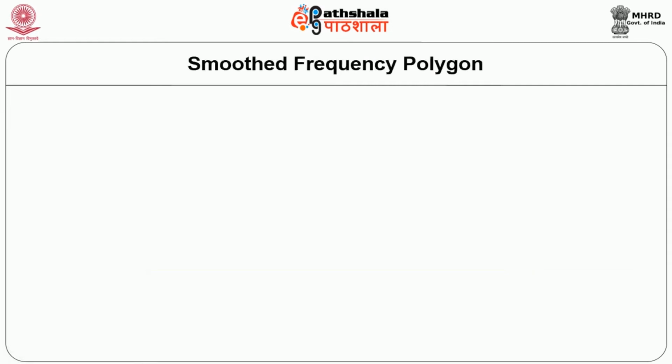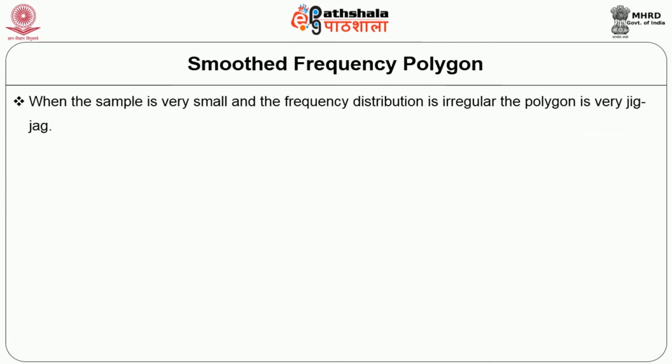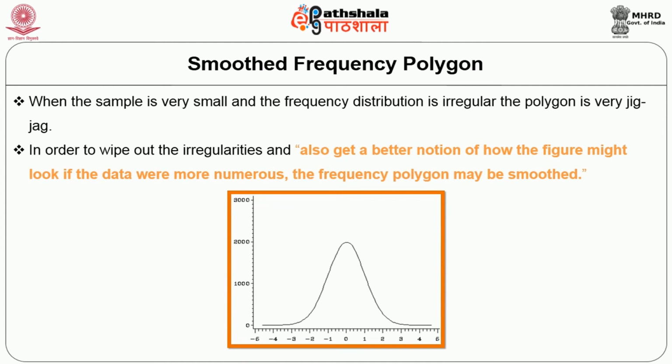Smoothed frequency polygon. When the sample is very small and the frequency distribution is irregular, the polygon is very zigzag. In order to wipe out the irregularities and also to get a better notion of how the figure might look if the data were more numerous, the frequency polygon may be smoothed.